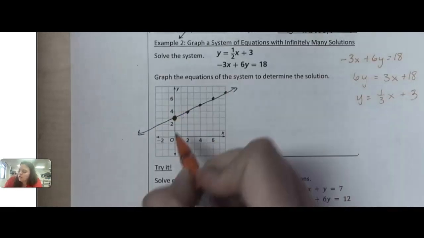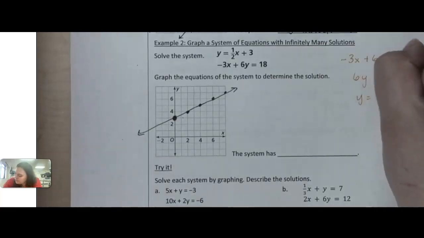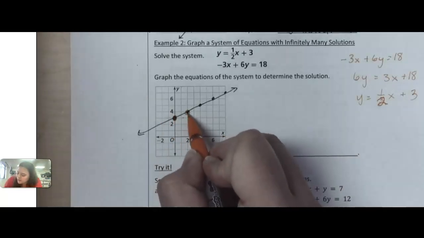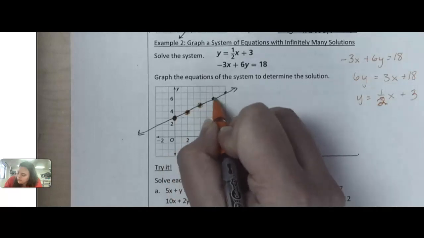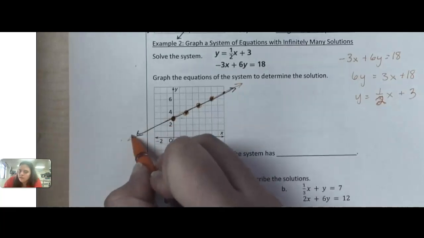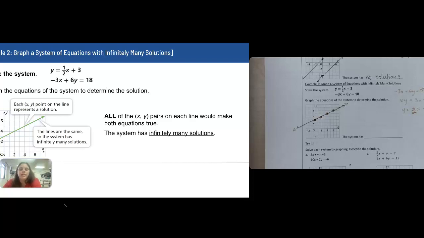But I can see the slope is 1/3. Oh, I messed up. The slope is 1/2. So that means I'm going up 1 and right 2. So I again have a point, and another point, and another. And it's following the same path. So I see that these equations actually are the same line. All of the pairs on each line would make them true. And so we say that this system has infinitely many solutions.